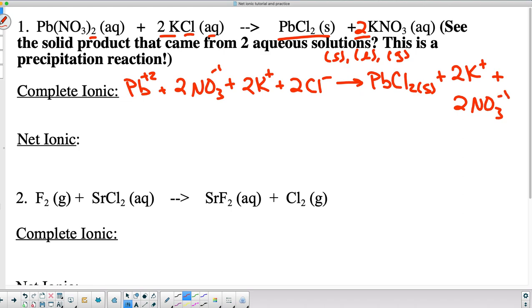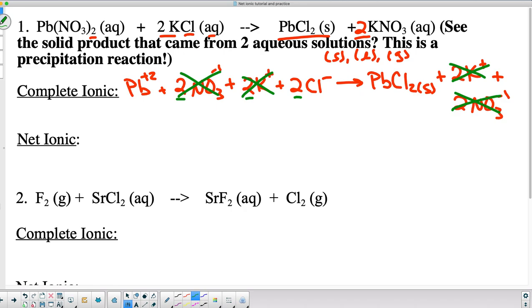Okay, now I'm going to use a different color, and we're going to take a look after I've written everything out, including moving the subscripts to coefficients like I did for, well, those were coefficients already, but some of them I moved from subscripts to the coefficients. So I'm going to go through here and simply cross off everything that doesn't change from one side to the other. Notice that the NO3 here doesn't change from one side to the other. Notice that the K plus does not change from one side to the other.